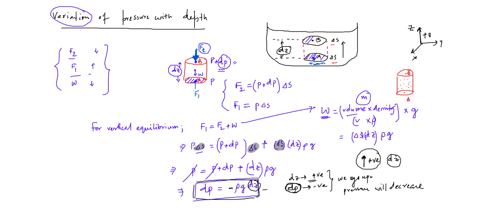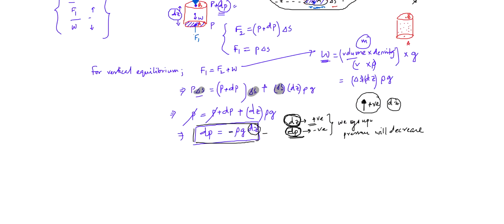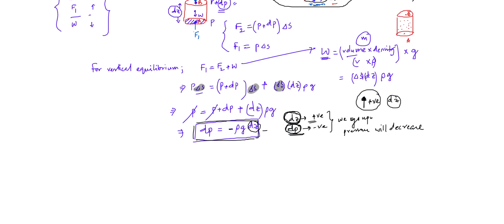If dz is positive, dP will be negative. And what is a positive dz? A positive change in z, that is, if we go up. So if we go up, dP will be negative, and dP negative means pressure will decrease, right? So as we go up, pressure will decrease. As we go down, pressure will increase, right? This we can prove also.